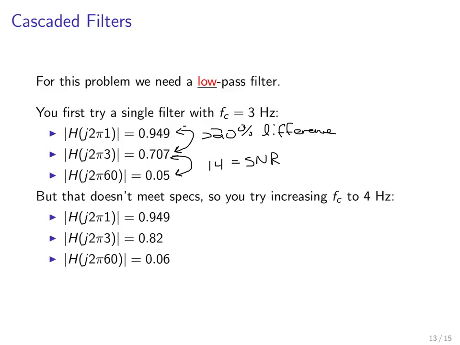Okay, so now we are actually in spec for the 20% difference. So we have less than 20% difference now between the frequencies. However, we now have an SNR of only 12. So we've worsened that scenario. It seems like there's no way to win here with a single filter.